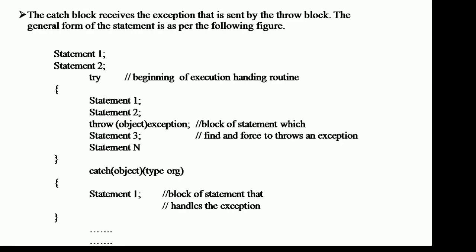The first one is the separation of error handling code from normal code. In traditional error handling code, there are always if else conditions to handle the errors. These conditions and the code to handle errors get mixed up with the normal flow. This makes the code less readable and maintainable. Try and catch blocks separate the code for error handling from the normal flow.